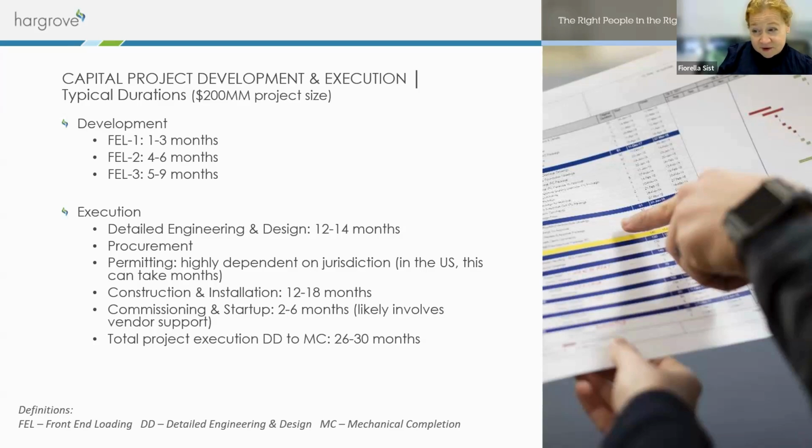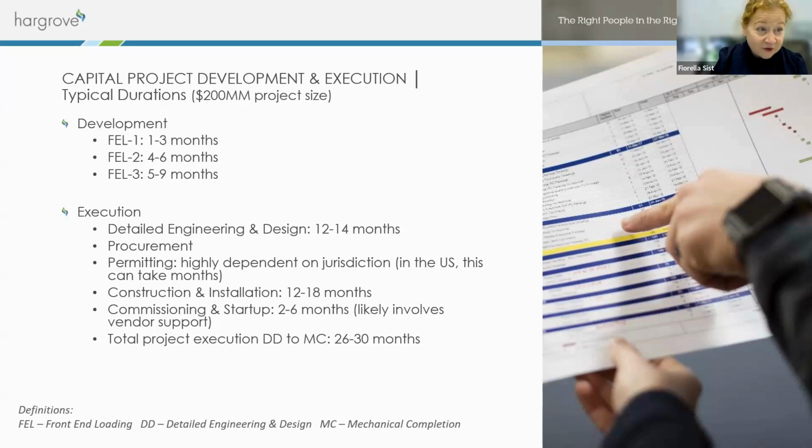Also, keep in mind, after the construction and installation, which is 12 to 18 months, you have to commission and start up the plant. This is another trap that we see our customers fall into: not realizing that once everything is mechanically completed, you're not just going to turn the plant on like a start button and walk away.